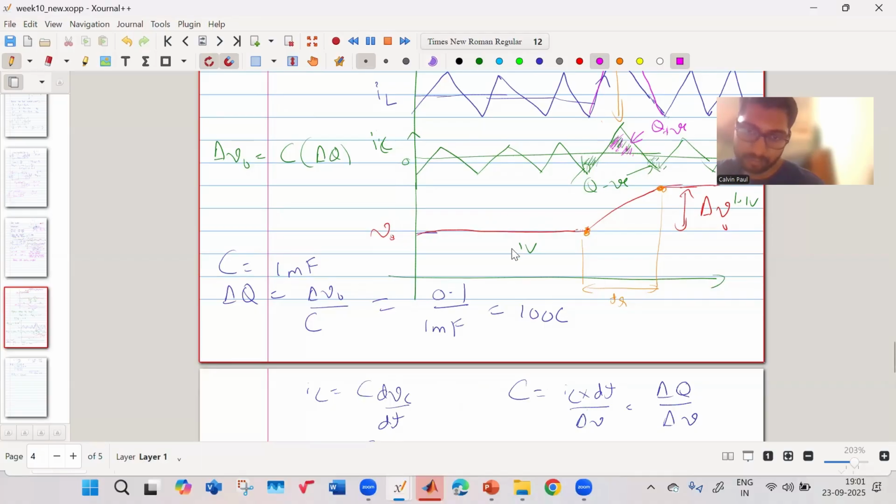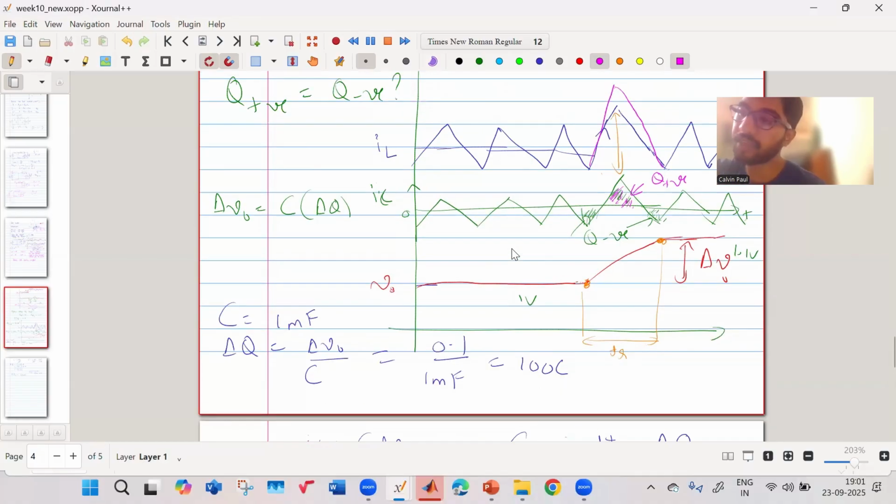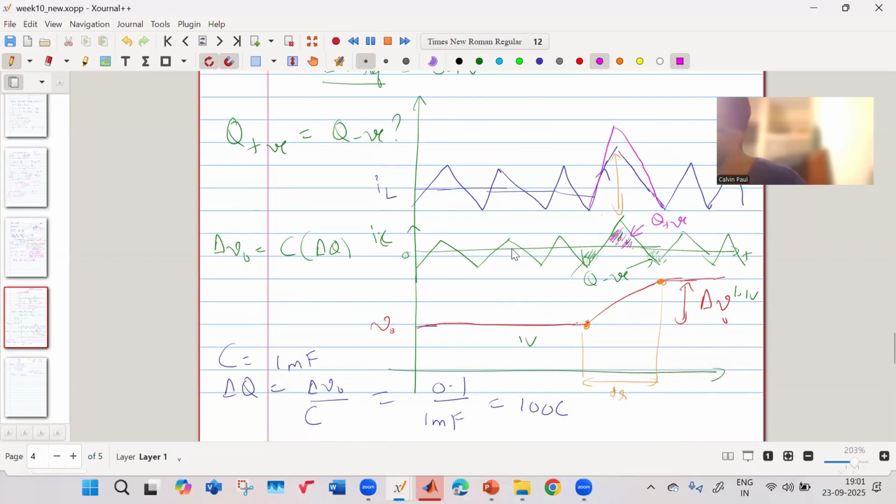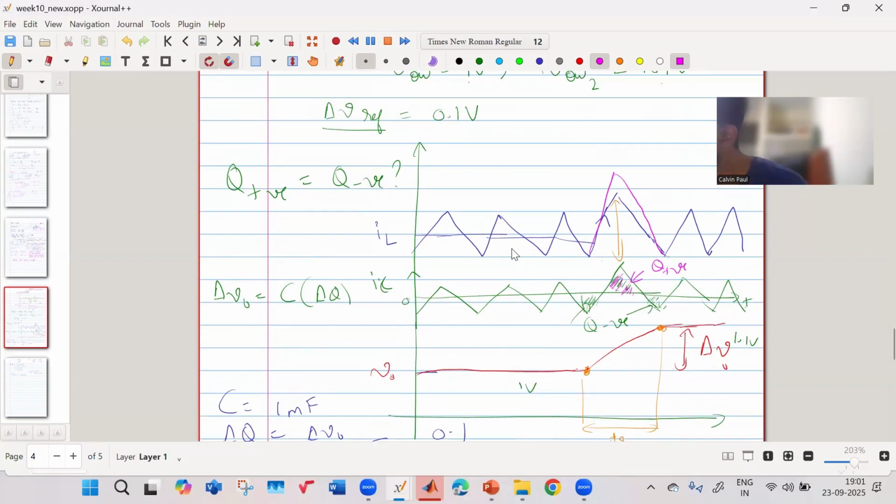Okay, any doubts in this, or you want me to explain anything about this? Sir, in that IL waveform, will its average value change after that transient? Yeah, because the output voltage has changed. Yes, the average value will change. Let me use another color. Suppose the average value is this. After your transient, the average value will become slightly more.